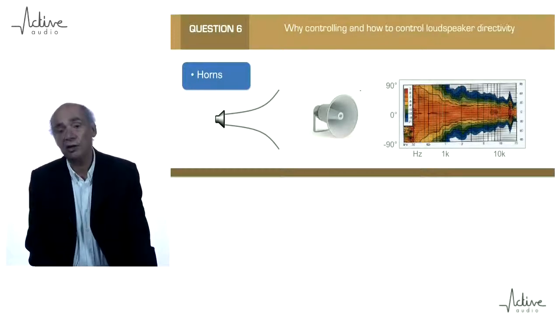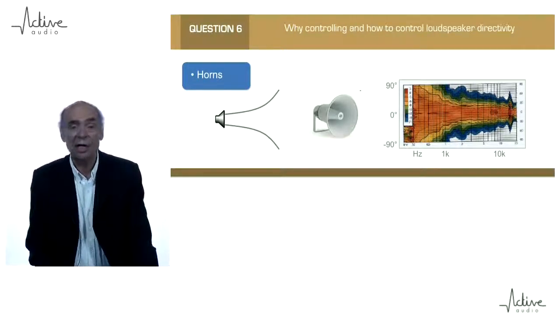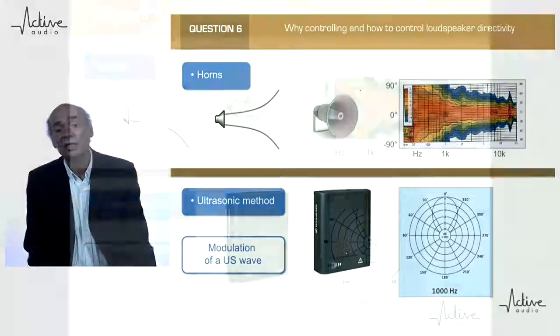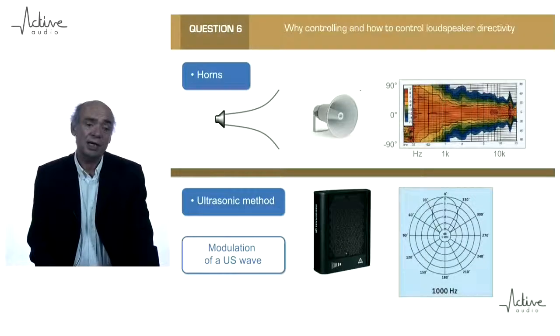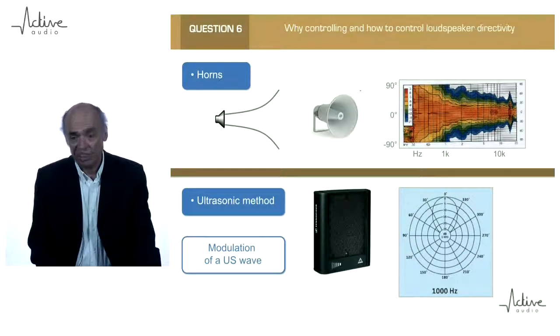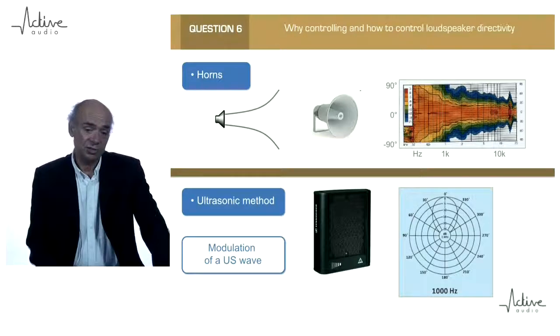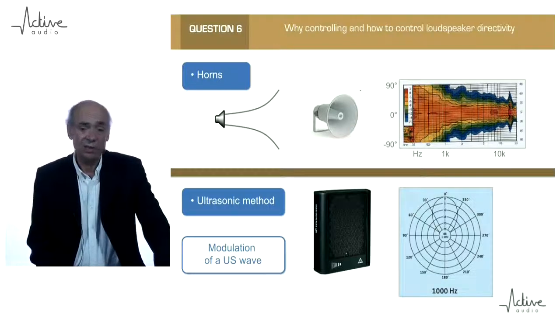Another method, for example, is horns. Horns are very widely used, both for controlling directivity and also to increase the efficiency of the loudspeaker. There are ultrasonic methods, more recently, which consist in modulating an ultrasonic carrier in the audio band. They can yield very highly directional directivity, but not in the low frequencies, and only with limited SPL.